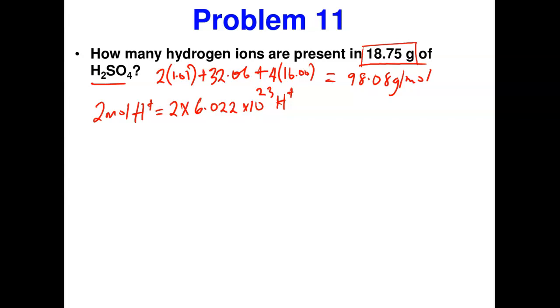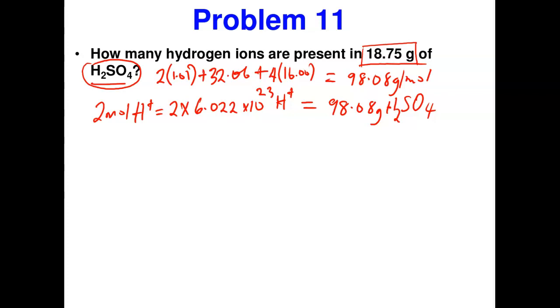Now remember, we're looking for how many hydrogen ions are present in this particular mass, 8.75 grams. In this formula, 2 moles of hydrogen will be equivalent to 1 mole of this, and the mass of 1 mole of sulfuric acid is 98.08 grams of H2SO4. We're not bringing in the moles, because we know this is also equivalent to 1 mole of H2SO4.